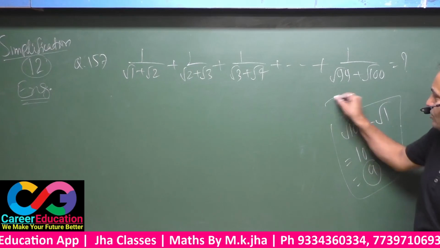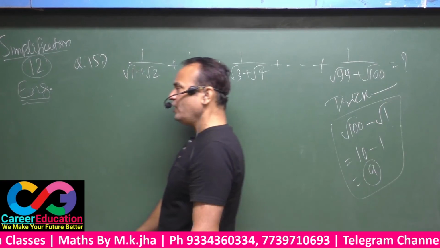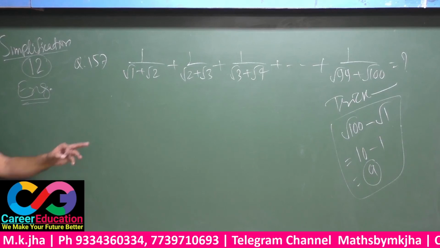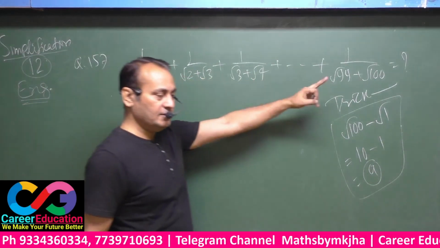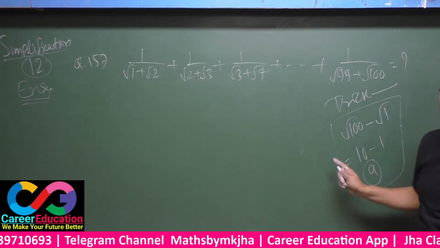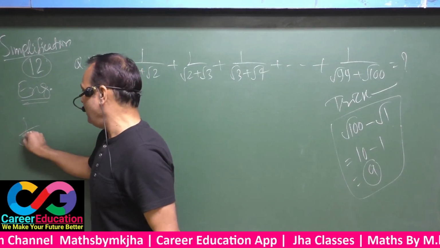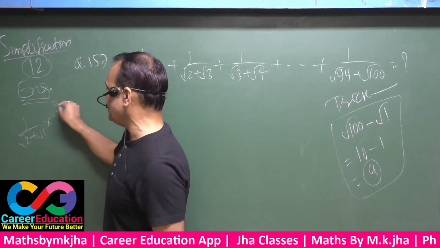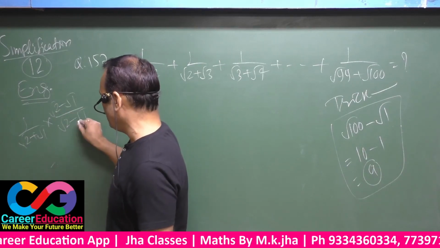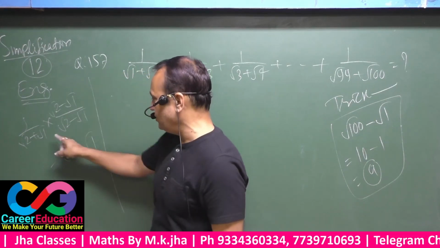Firstly, note this down. This is your tricky approach in such type of situations. If all the numbers are successively 1, 2, 2, 3, 3, 4 like this, the answer will be just the last one, the biggest one, that is under root 100 minus under root of the minimum, that means under root 1. This is your answer. See here, if you write 1 by root 2 plus root 1 and rationalize this, root 2 minus root 1, this is only root 2 minus root 1.